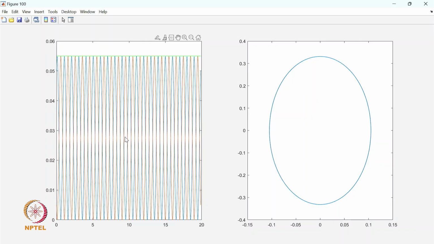That green line remains constant. You see the green line? Can you see the green line? So at the top, that green line remains constant. It is not changing at all with time.